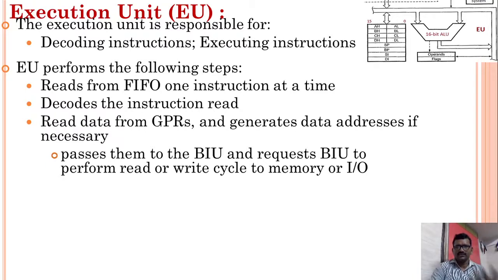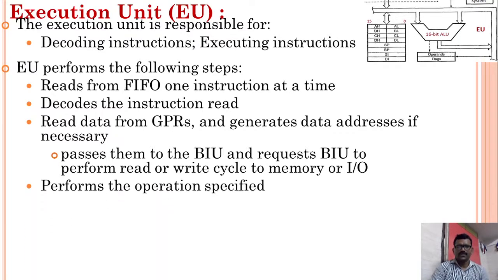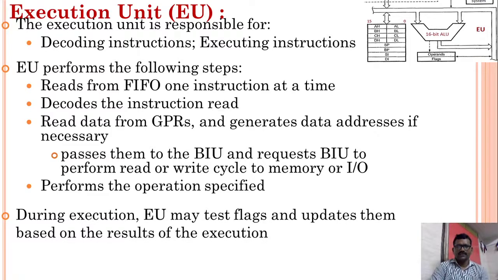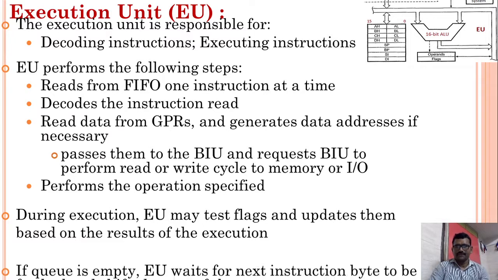If the data is available in memory, then it must generate the address. That address detail it will pass to the BIU and require the BIU to perform a read or write cycle to memory or IO, and perform the operation. Performing the operation is nothing but execution. During execution, you may test the flags. It has a flag register of 16-bit size. It will test the flags and update them based on the result of the operation.